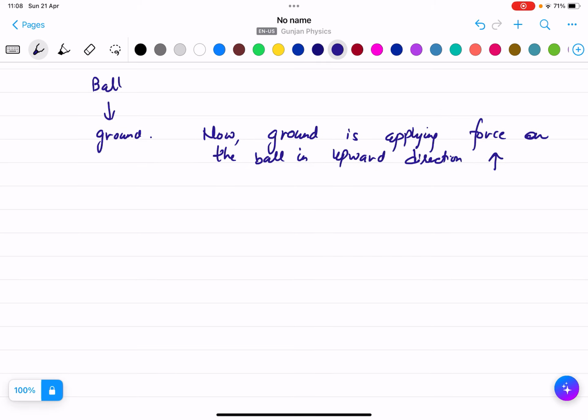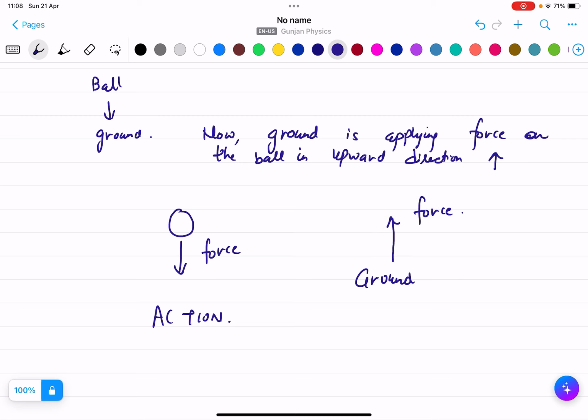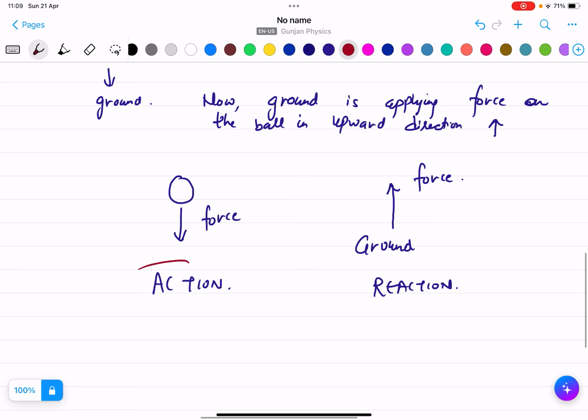So basically what is happening? The ball is applying force to the ground. So this I can say is the action, right? But now what is the ground doing? The ground is applying an upward force on the ball. That means it is giving a reaction. So this action and reaction is very important in Newton's third law of motion.